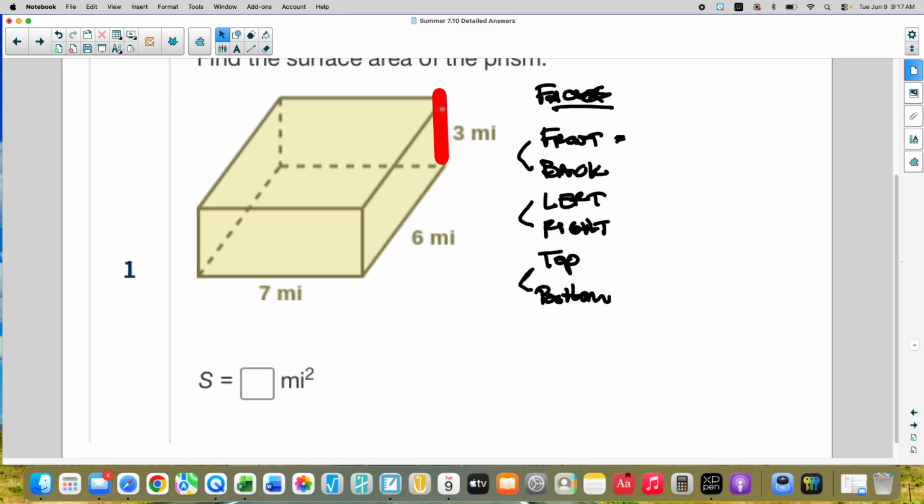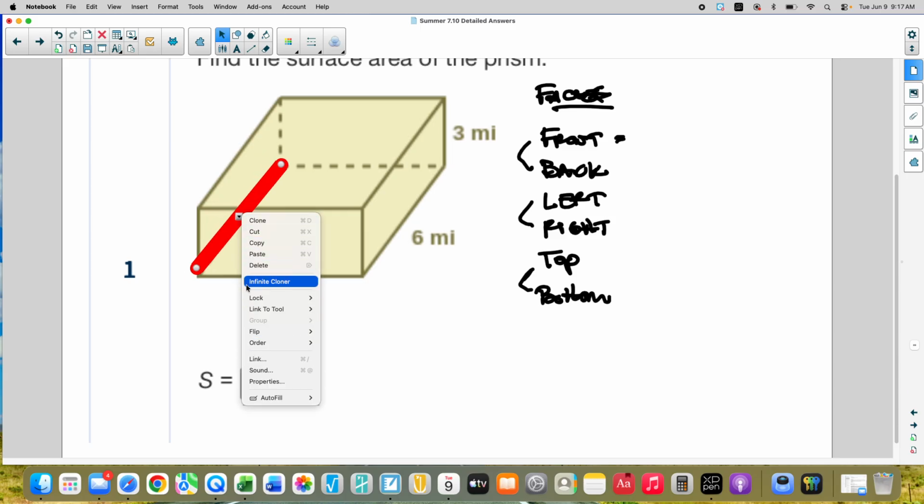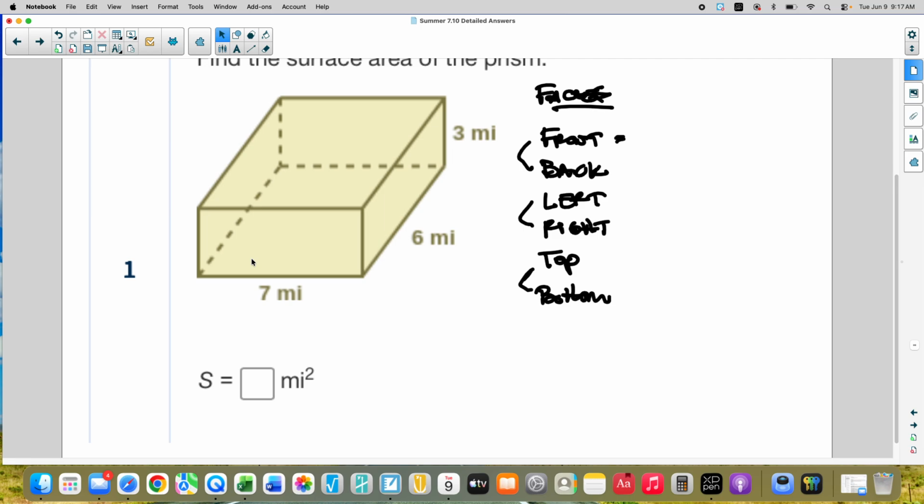So I know this unit is 3. So this piece is 3. If we pull along 7, anything that is parallel to it is also going to be 7. This is 7, this is 7, this is 7. And then we can also do it for the 6 miles. So this is 6, this is 6, this is 6, and this is 6. So that's a nice technique to find out those missing lengths.